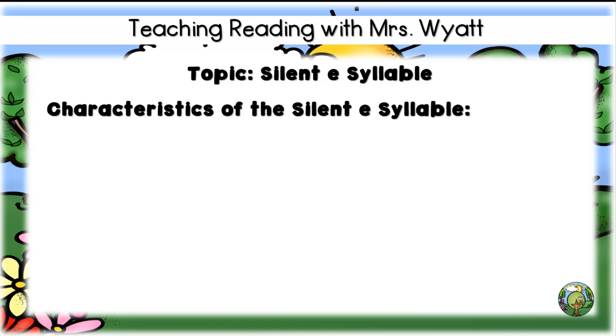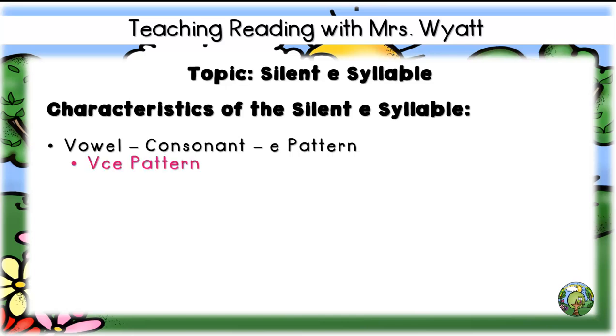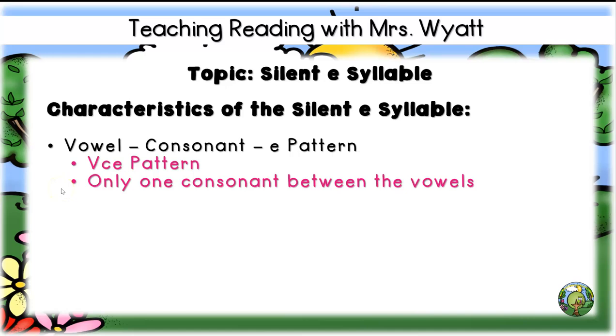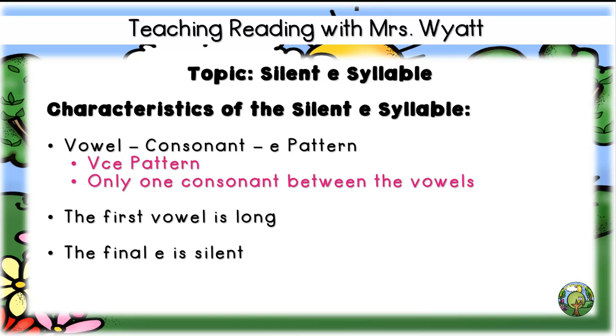So characteristics of a silent E syllable. You're going to have a vowel consonant E pattern. So you have that VCE pattern. There's only going to be one consonant between the two vowels. The first vowel is typically long, and that final E is going to be silent.